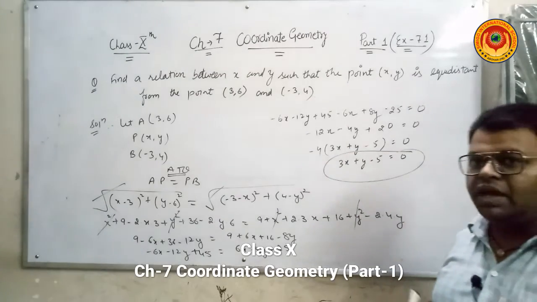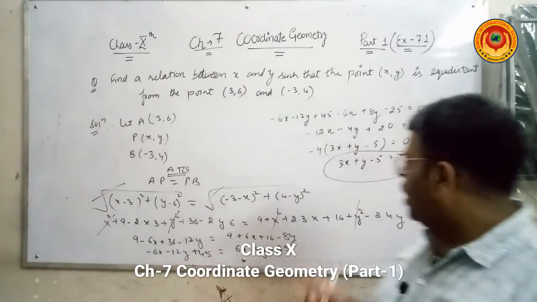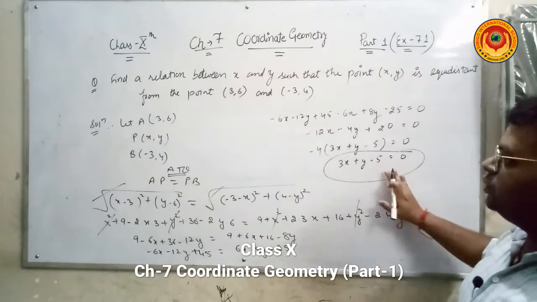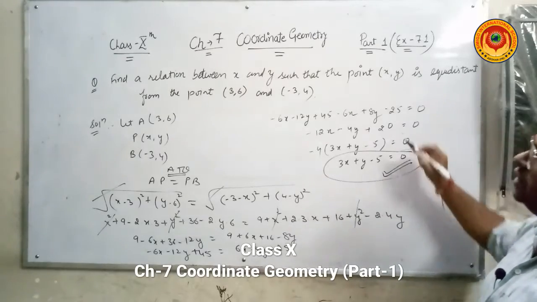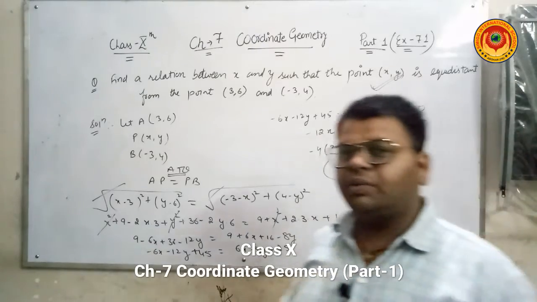The question is about a relationship. Relationship means your answer should be an equation. How can you write this? 3x plus y equals 5. This is also a relationship. So when you get your answer as an equation, then your answer is correct. So this is all about this question.